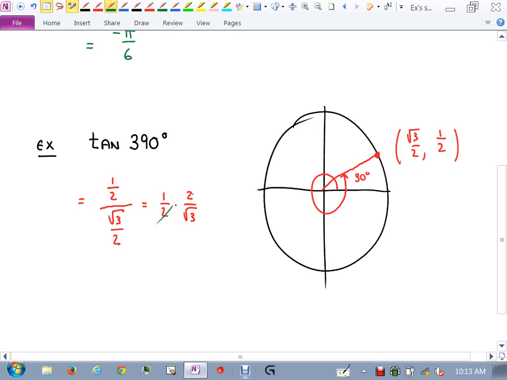The 2's will cancel out there, and you'll be left with 1 over root 3. And rationalizing the denominator, you get root 3 over 3. Now I'm going to take it all the way to root 3 over 3 because this is going to come up later.